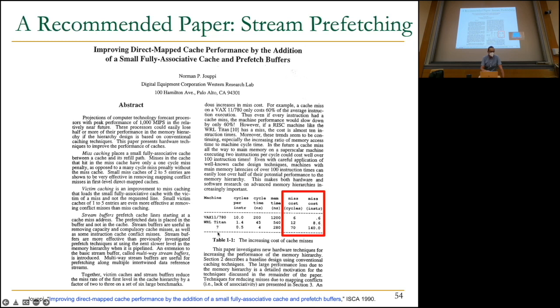And he's projecting over here saying that miss cost will increase to 70 cycles. And in terms of instructions, 140. So today, we're well beyond 70. Today, we're at 500, 600, sometimes at 1,000 cycles, and maybe more.